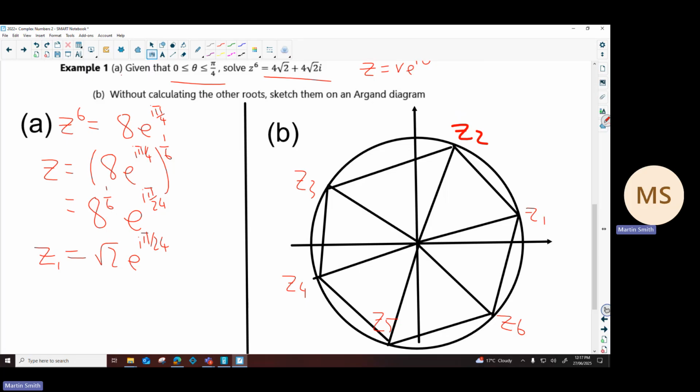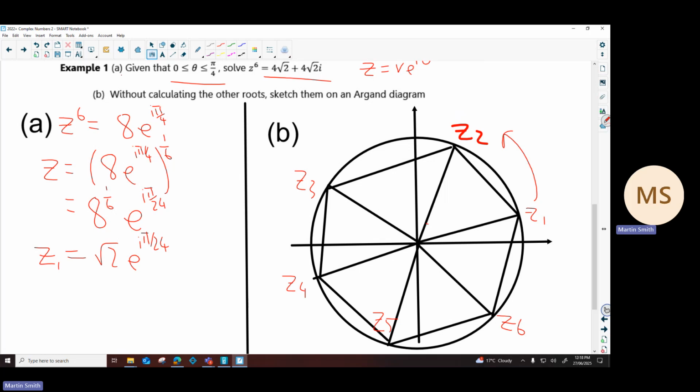Now, in order to help with the question that I'm going to do next, can I draw your attention to the following? To get from Z1 to Z2, what we've done mathematically is we've rotated the point about the origin through an angle of 60 degrees, which means through an angle of pi over 3 radians.